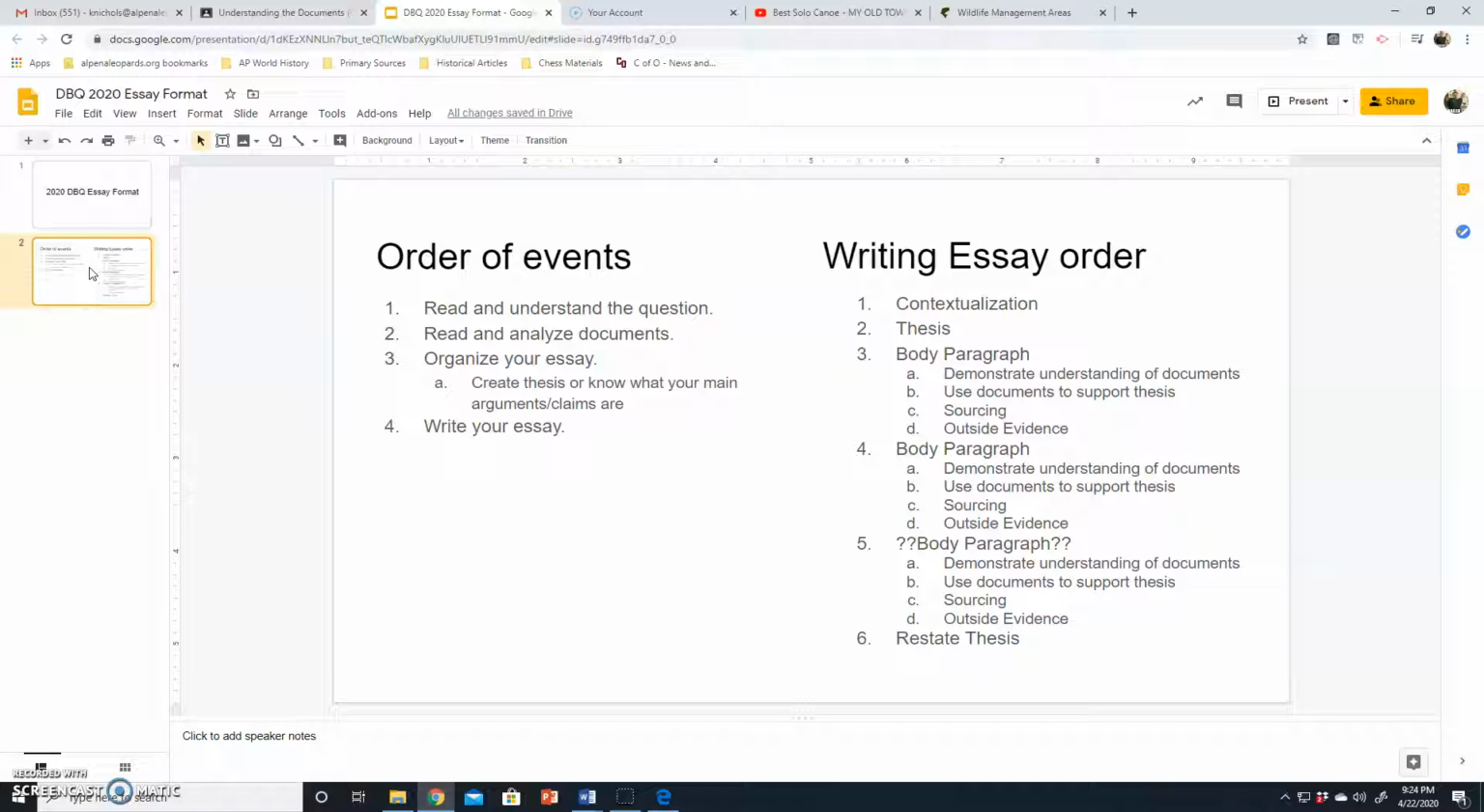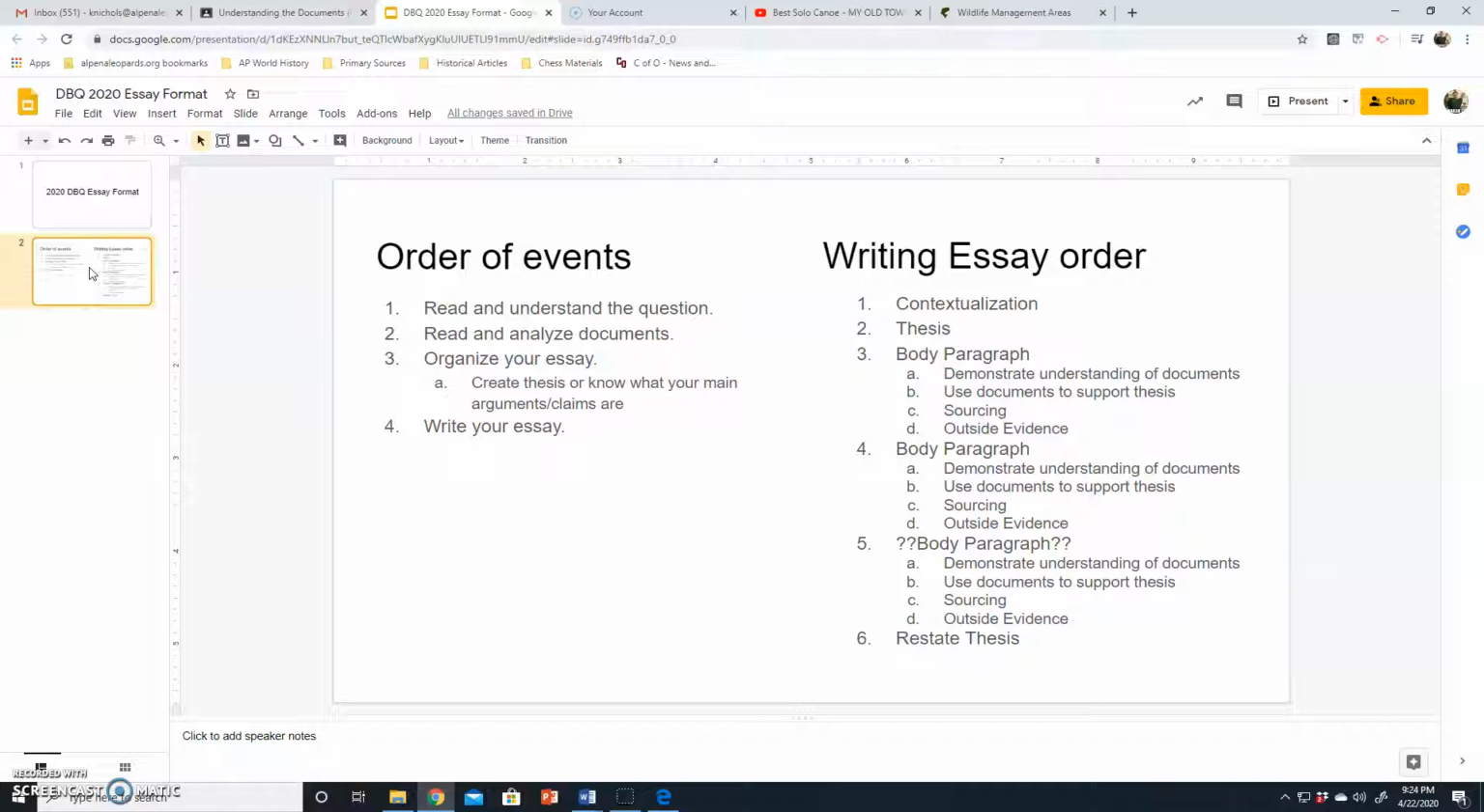And I'm going in this order because if I was going to write an essay, this is how I would do it. You got 45 minutes. So the first thing you need to do is read and understand what the question is asking you, breaking down that question, recognizing the verbs, recognizing the key parts and elements and the time period. Number two, you have to read and understand those documents.